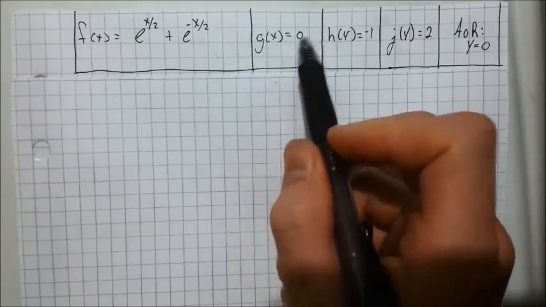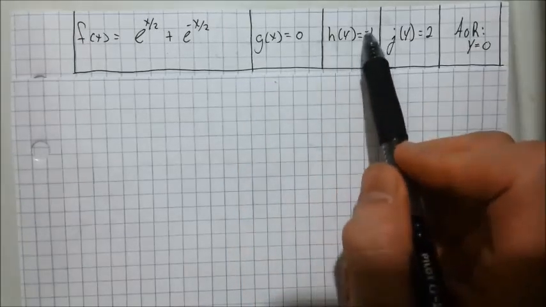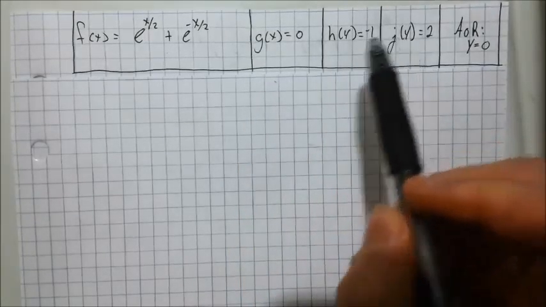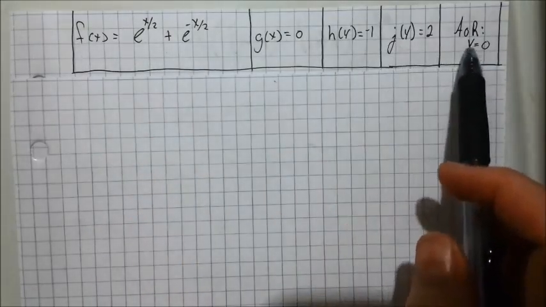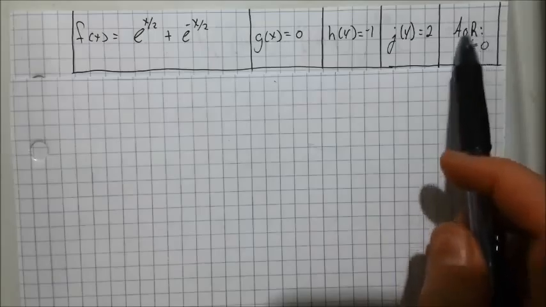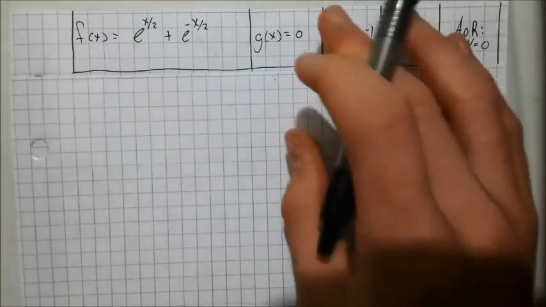We have g of x equals 0, and this is nice, h of y equals -1, and j of y equals 2. And all of these functions, the area between these functions is rotated around the line y equals 0, and this is just the x-axis here.